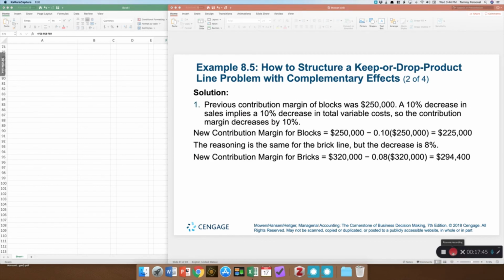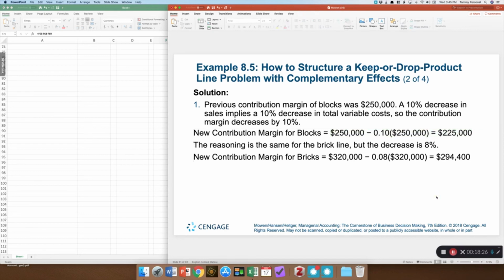Now, work with me here, okay? Previously, we had a contribution margin from the blocks of $250,000. And if we reduce sales by 10%, then we're going to also reduce the variable cost by 10%. So that means that our contribution margin decreases by 10%. So we're going to go down with our contribution margin by 10% down to $225,000. Right, so we've already lost 25 of the $35,000 we thought we were going to save.